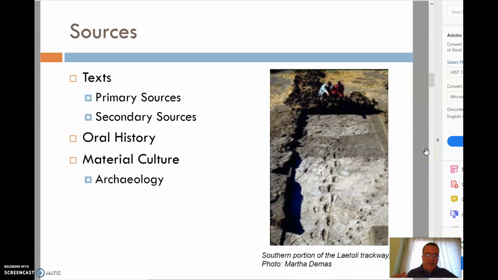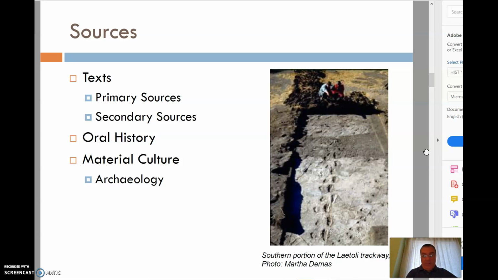So another issue I wanted to raise today on day one is the issue of sources, how we know what we know about the past. And as historians, as scholars, one of the key things that we go to for evidence are what are called primary sources. Primary sources are the bedrock of the work we do as historians to learn about the past.